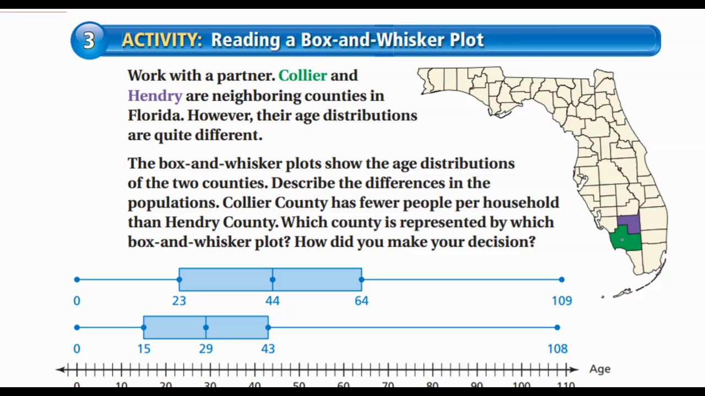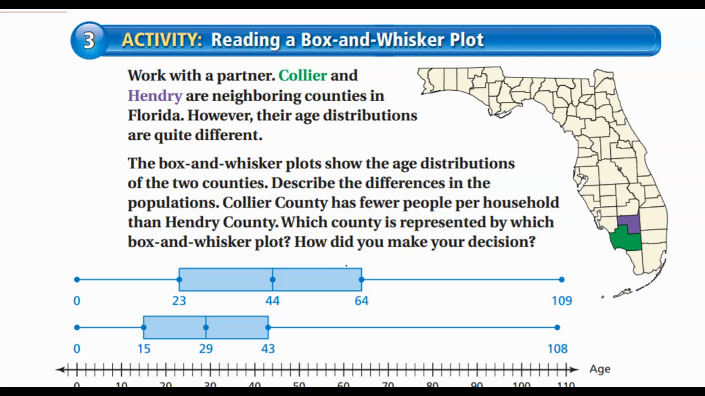And then if we also look, Collier County is the green county. We look at that, it's on the Gulf of Mexico here. It's on the water. And if you know anything about Florida, many of the communities that are on the ocean, on the east coast of Florida in the Atlantic Ocean, and the west coast on the Gulf of Mexico, have a large senior citizen population. So it would make sense that Collier County has the older population, whereas Hendry County, which is more in the middle of Florida here, would have a younger population because they have more people per household, which means they have more kids, which would mean their population would have a lower age.